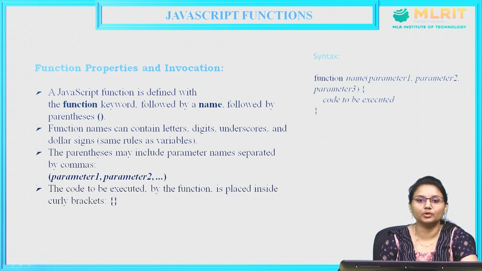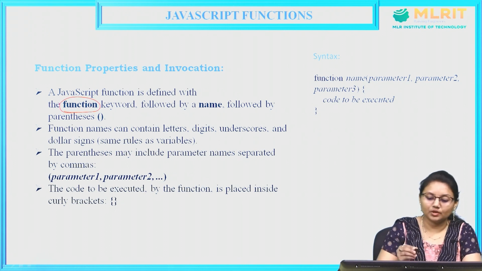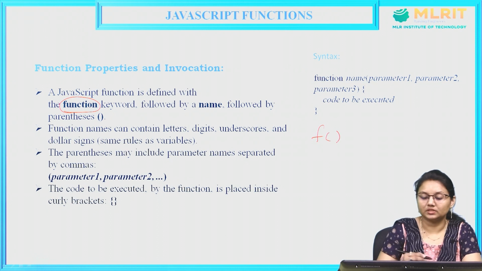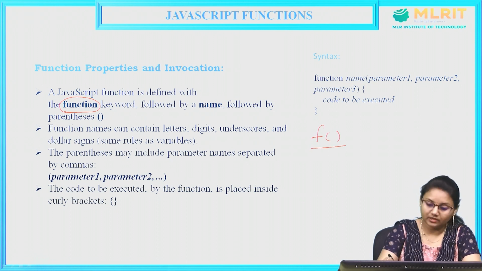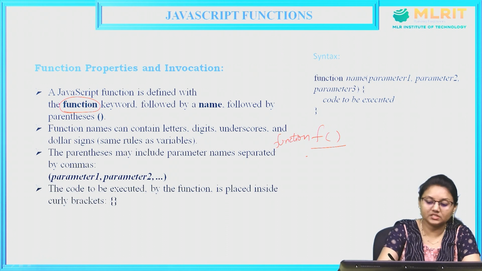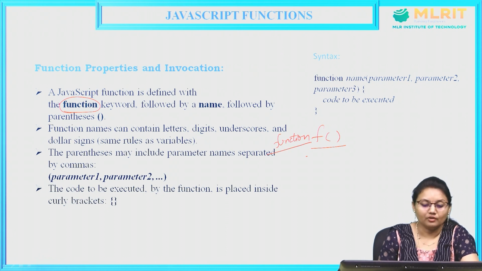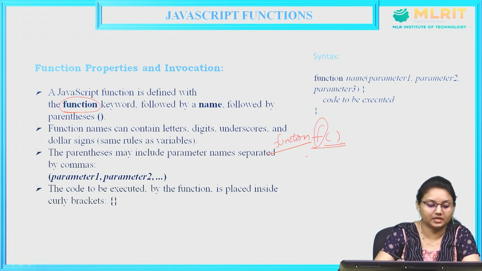What are the function properties and invocation? A JavaScript function is defined with the function keyword. So, normally you will write a function like this: function name followed by the parentheses. Here you will have to write the function keyword in front of the function that you are going to define. So, this is the function keyword followed by the name, followed by parentheses. This is nothing but the function name and this is nothing but the parentheses.